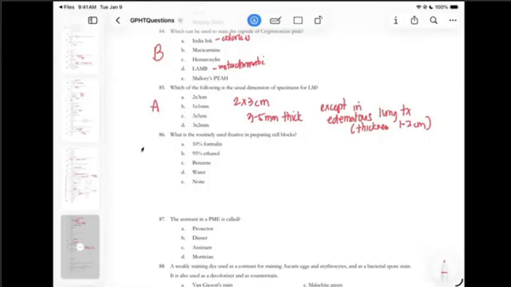86, what is the routine used fixative in preparing cell blocks? So that is letter A, 10% formalin.